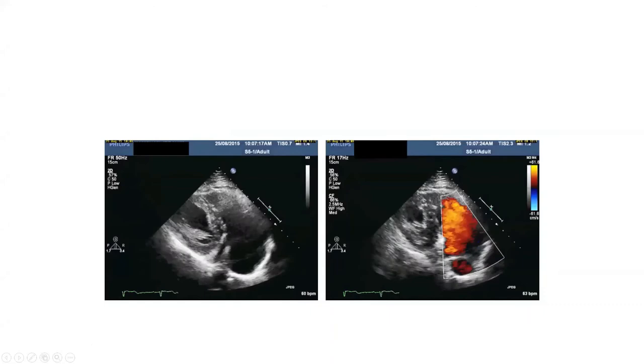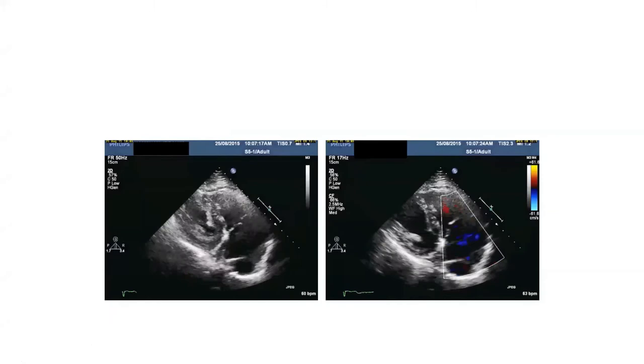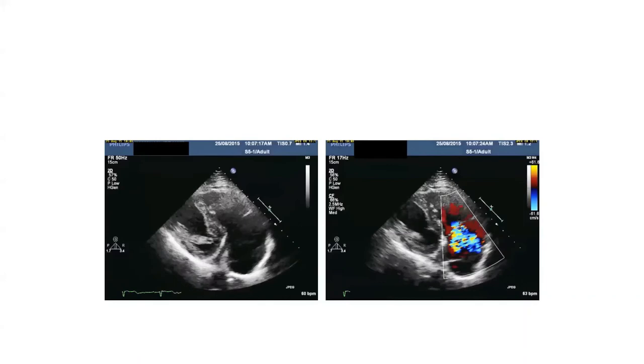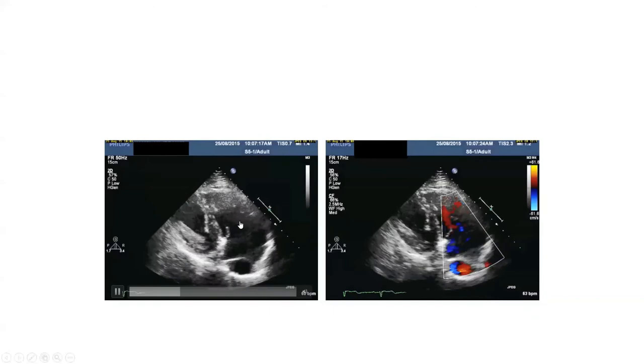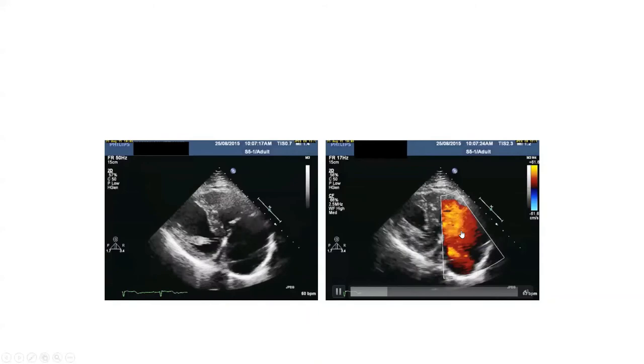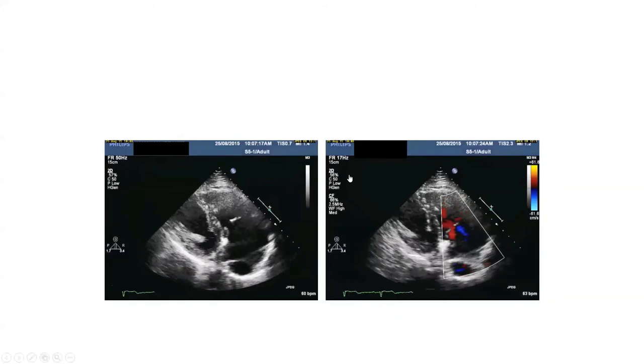The tip of the valve is thickened. Collapsed. Yes, thank you so much. Yes, you are so right. This is prolapsing. Probably this is the anterior leaflet. And even the TR tends to be more eccentric, going the other direction, right?